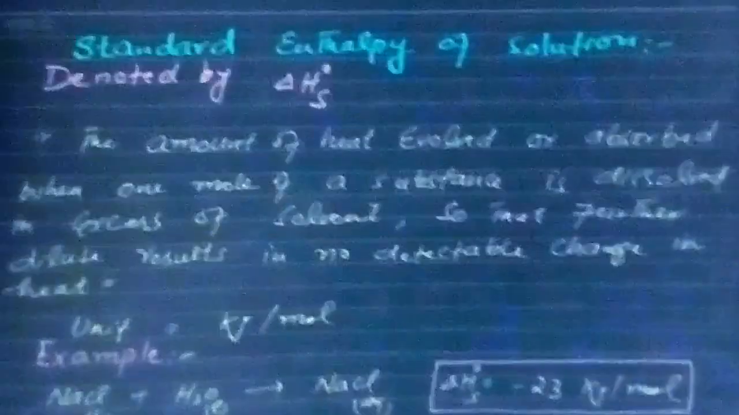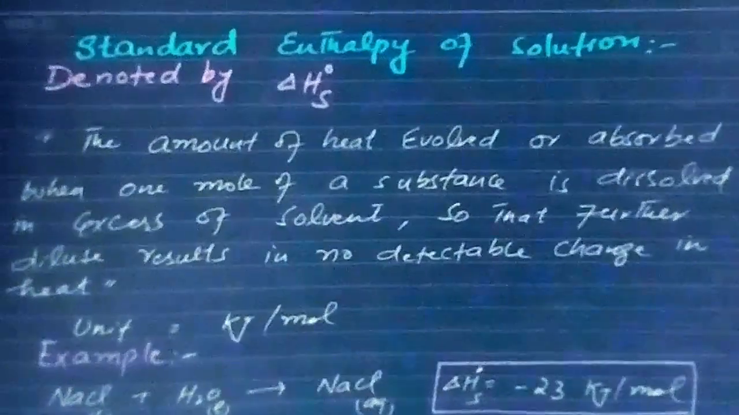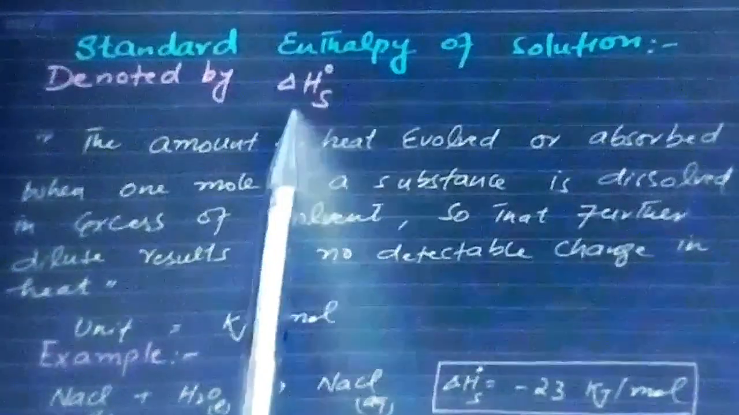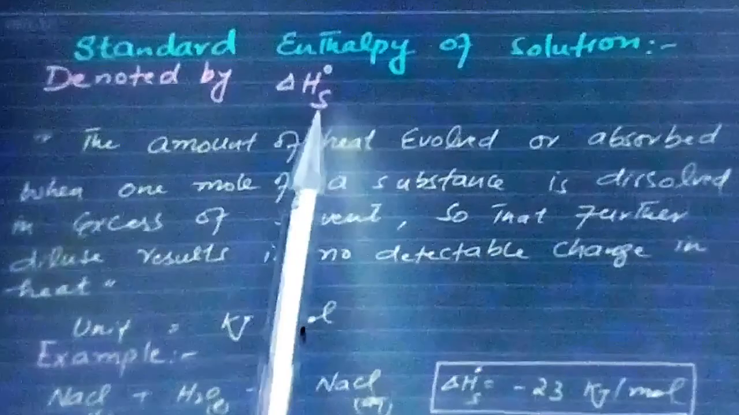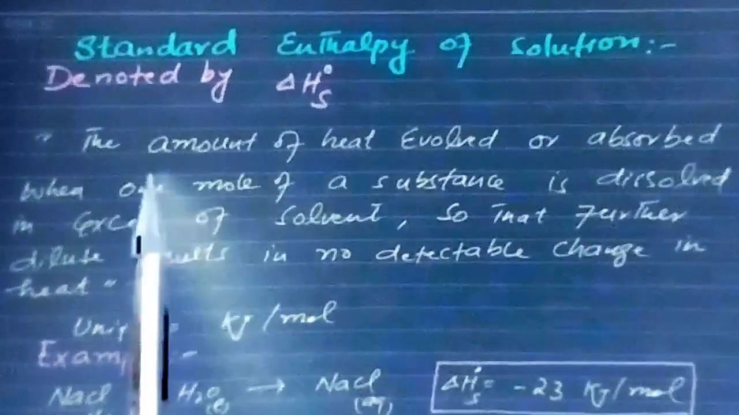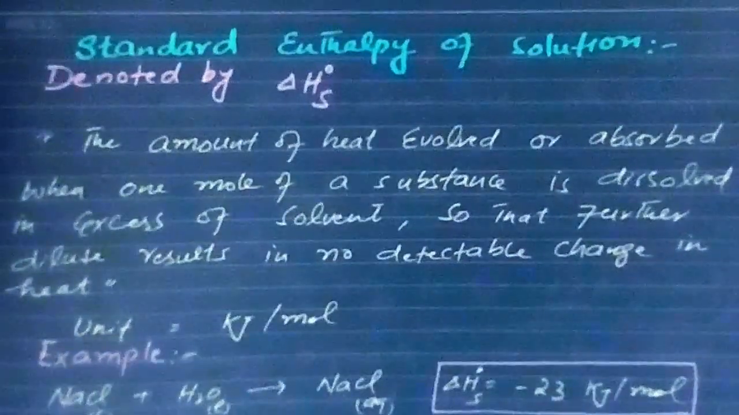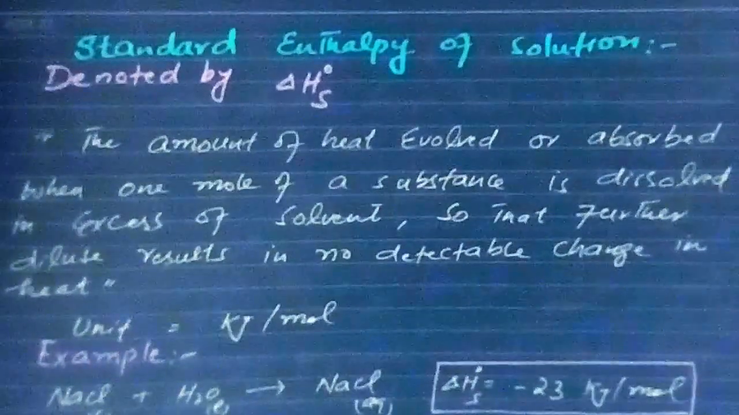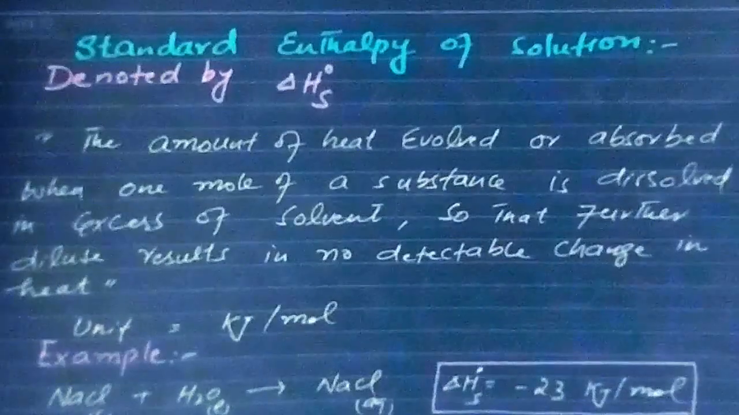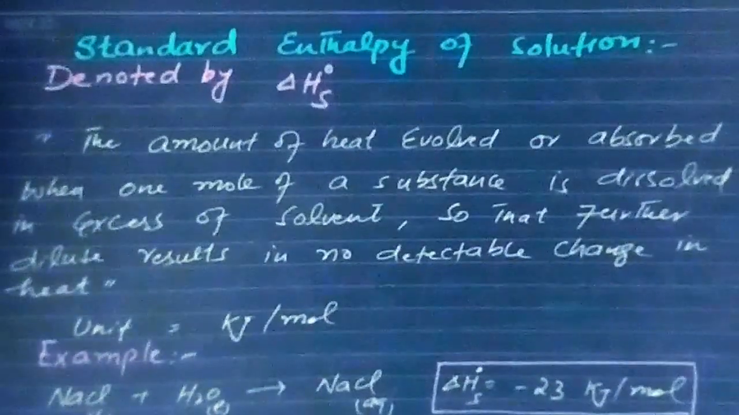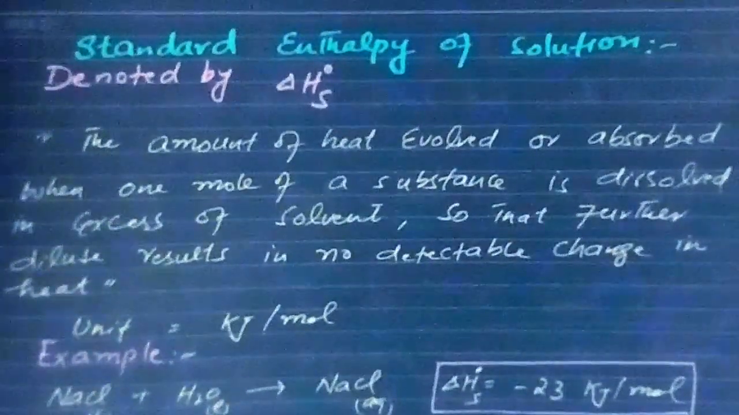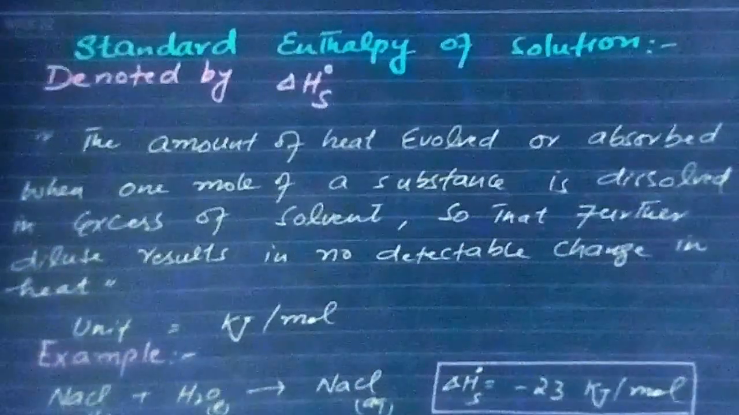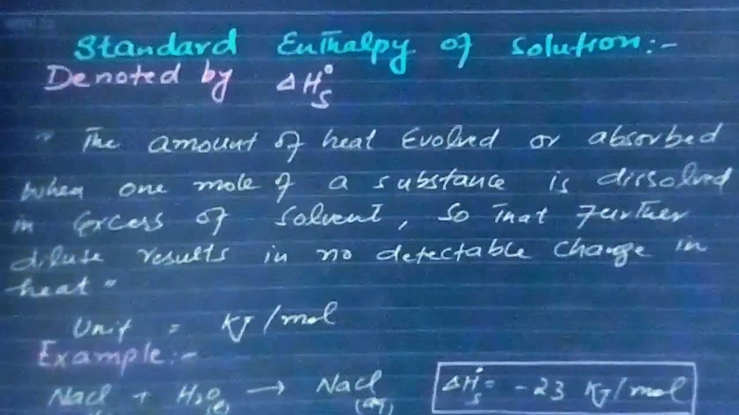Next term is the standard enthalpy of solution. Standard enthalpy of solution is denoted by delta H naught along with S, where S represents solution. It is the amount of heat evolved or absorbed when 1 mole of a substance is dissolved in excess of solvent, so that further dilution results in no detectable change in heat. Whenever such conditions are there, it will be called a standard enthalpy of solution.